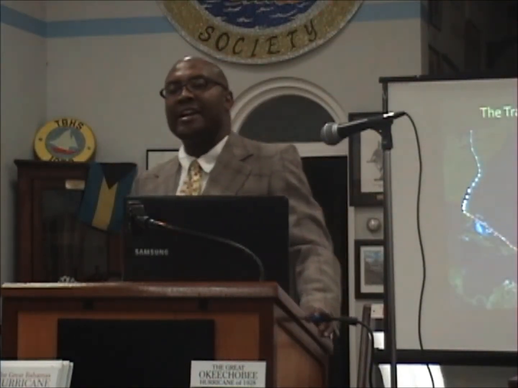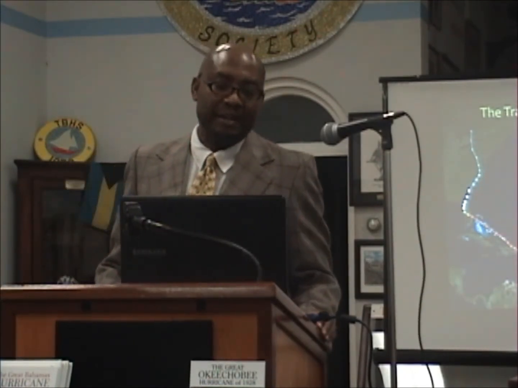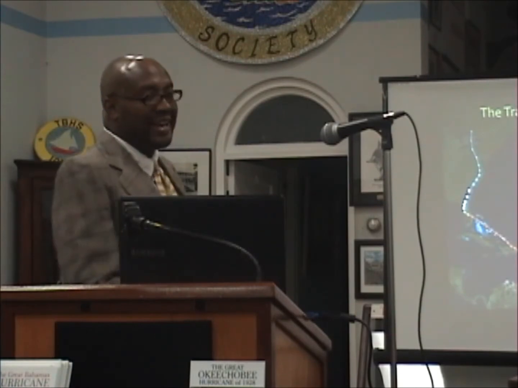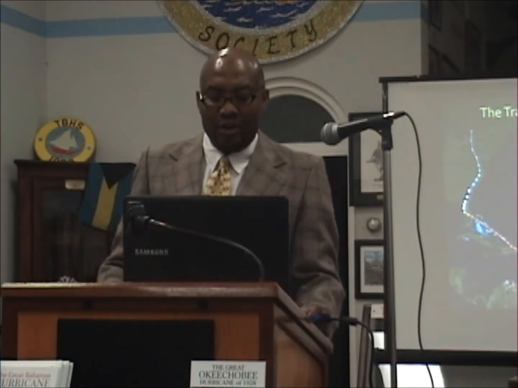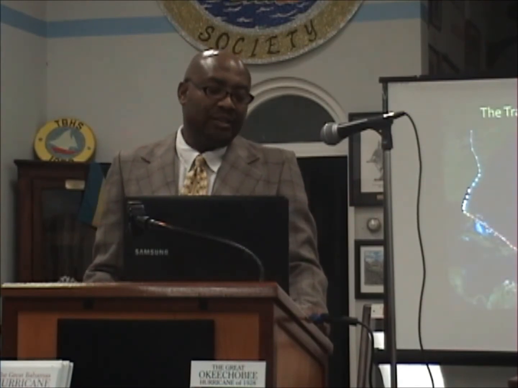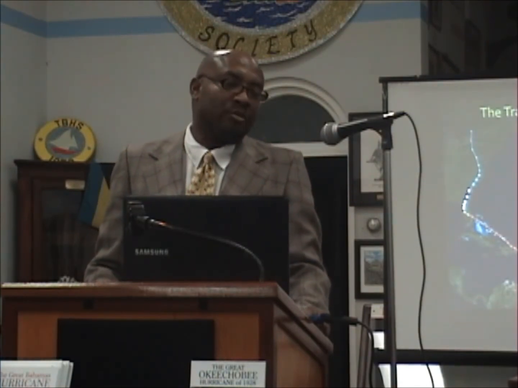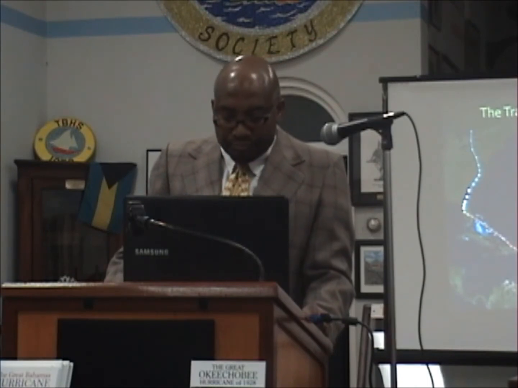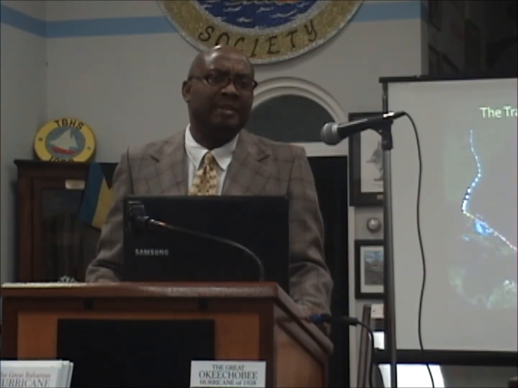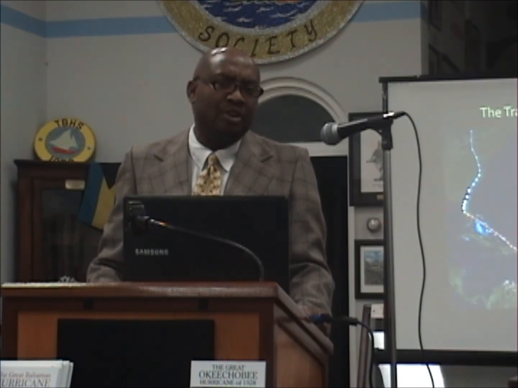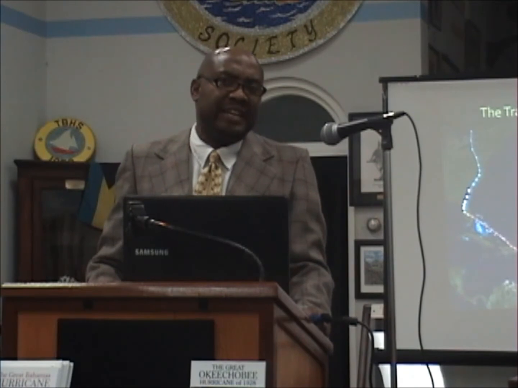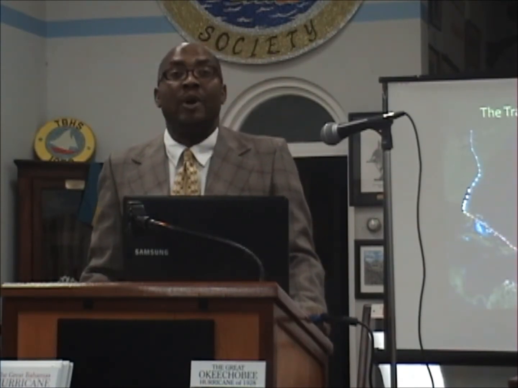The Great Okeechobee Hurricane was what we call a Cape Verde type hurricane. As you can see, it traveled from the west coast of Africa, came straight across the Atlantic, entered the Leeward Islands, and moved over the Bahamas and into South Florida, over there in the Okeechobee region. Approximately several hundred persons died in the Caribbean, and it was devastating to the Bahamas as well.